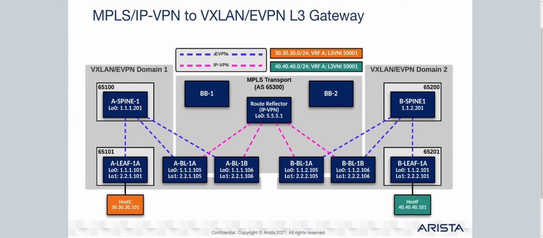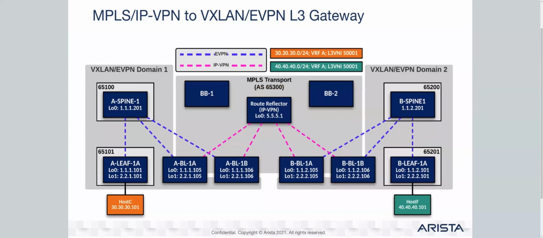So in addition to peering EVPN with the spine in their respective fabric, so over here we have fabric A, fabric B, peering in the EVPN address family in their respective VXLAN domain, the border leaf devices are also peering with a centralized IPVPN route reflector.